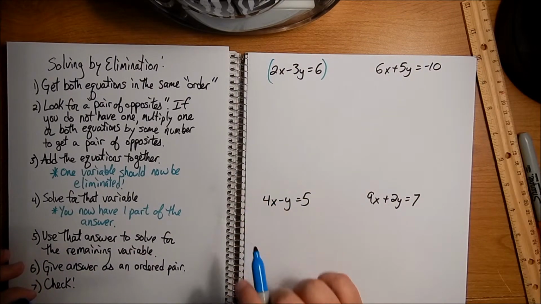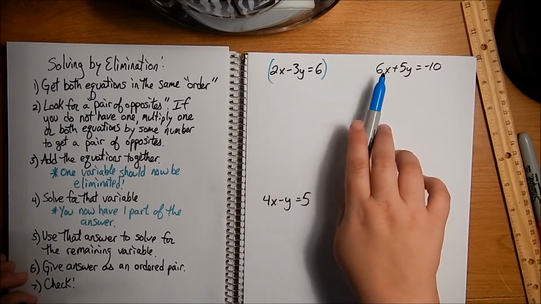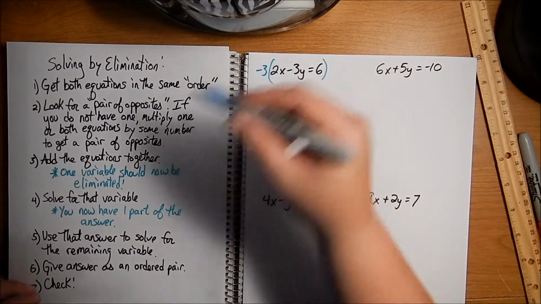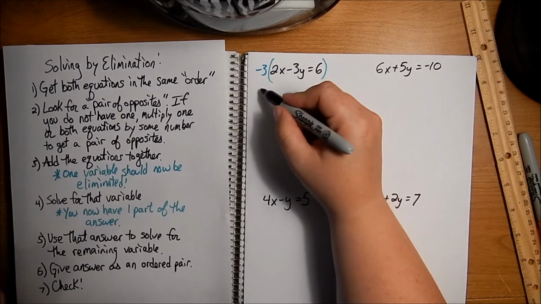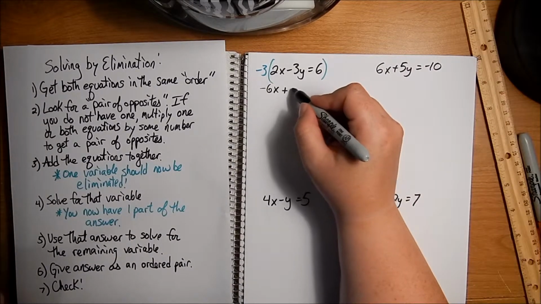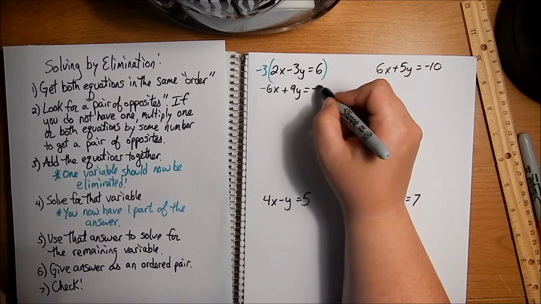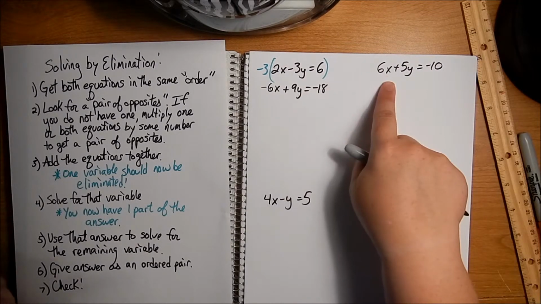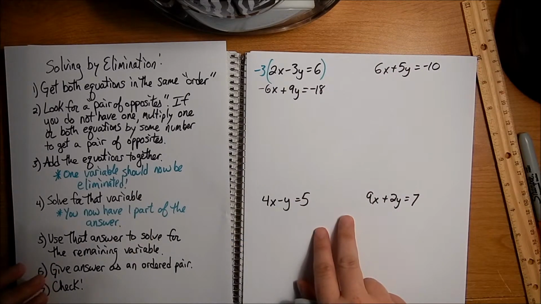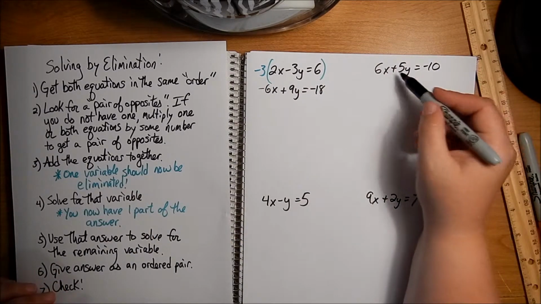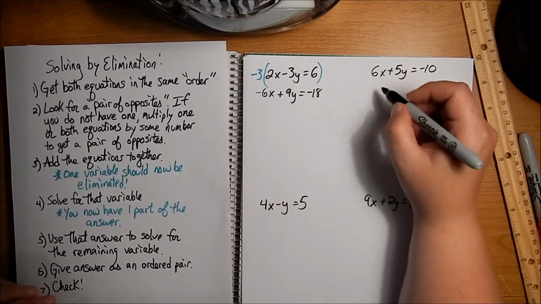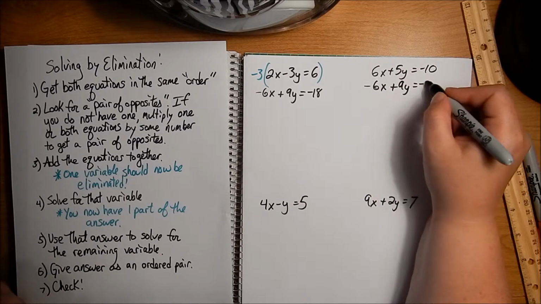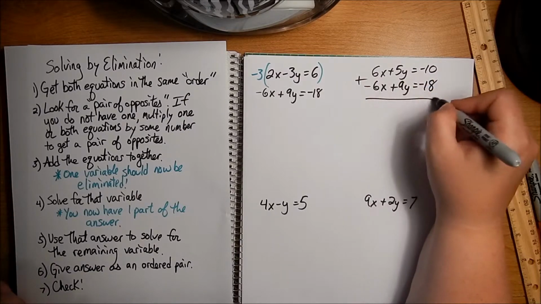a little bit easier. So I want to turn this into a -6 because that's positive 6, so I need to multiply this by a -3. So that is now -6x plus 9y equals -18. So now I have a pair of opposites. I'm going to add the equations together, so I'll write them one on top of another. I don't have anything written under here, so I'll just rewrite this one underneath.